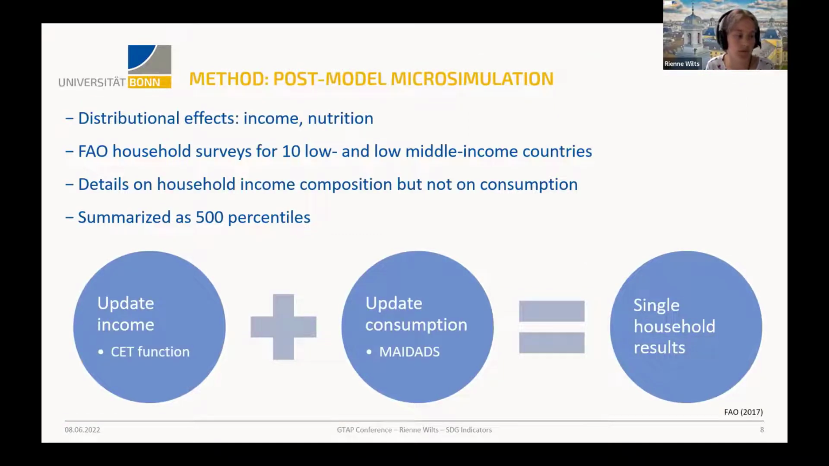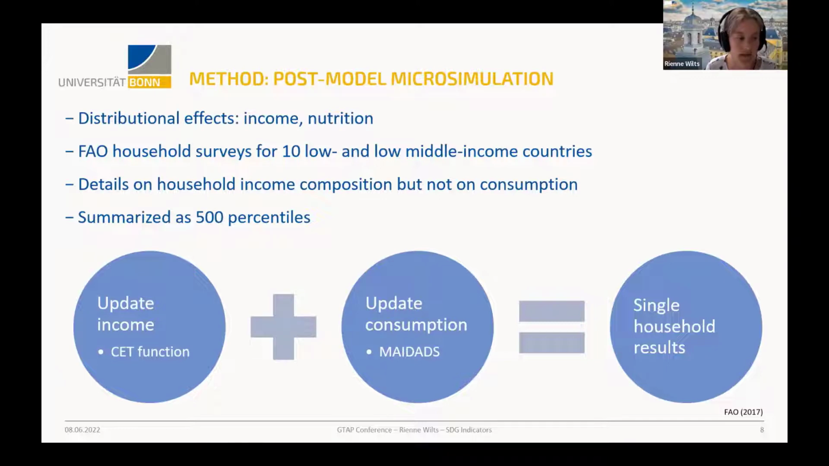In order to depict distributional effects, which are for some indicators more important than the average effect, we look into income and nutrition, for example. We take the FAO household surveys for these 10 low and lower middle income countries. The surveys include detail on the household income composition. So it includes different sources of income, including, for example, wage categories, self-employed work, or agricultural work. And it has a special focus on farming households, and it does not include information on consumption.